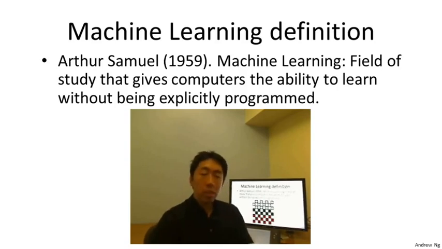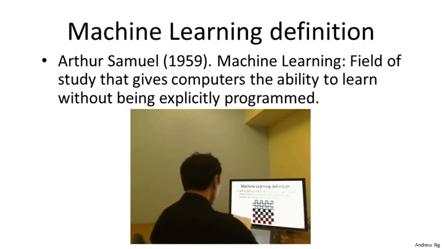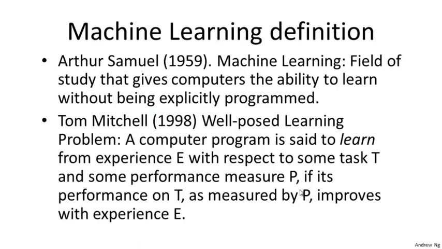Here's a slightly more recent definition by Tom Mitchell, who's a friend out in Carnegie Mellon. So Tom defines machine learning by saying that a well-posed learning problem is defined as follows. He says, a computer program is said to learn from experience E with respect to some task T and some performance measure P, if its performance on T as measured by P improves with experience E. I actually think he came up with this definition just to make it rhyme.